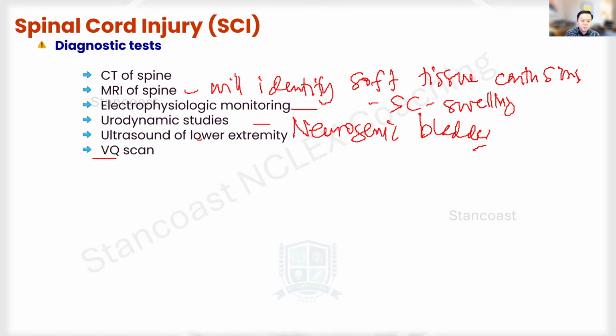Now, another thing is the ultrasound of the lower extremity, or the VQ scan. These are going to be useful in detecting the presence of DVT, right? And also for a patient that has a risk of developing pulmonary embolism. Again, these two, ultrasound of the lower extremity and the VQ scan, will be helpful in determining if there's already clot formation, or maybe the lodging of the clot into the pulmonary circulation.